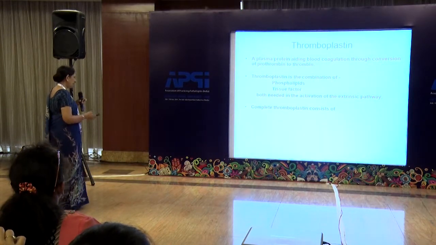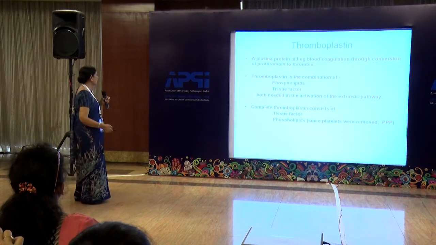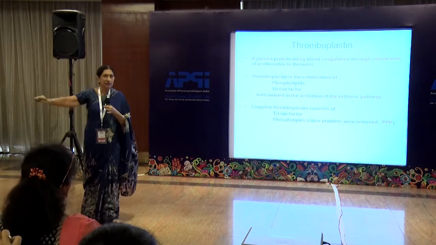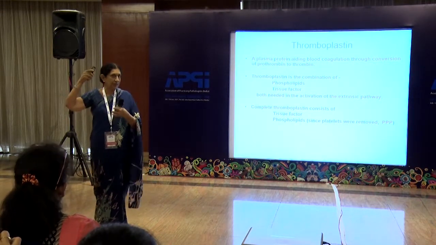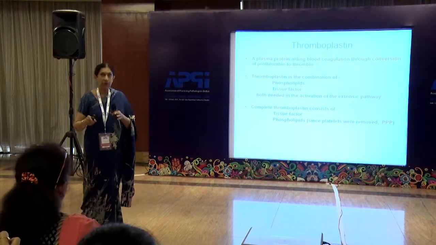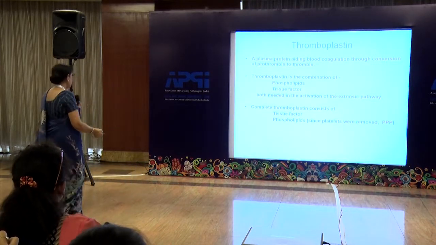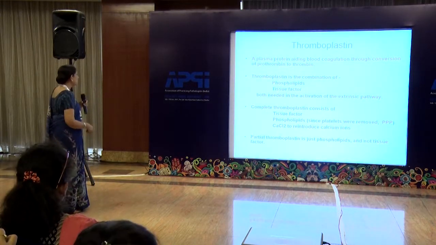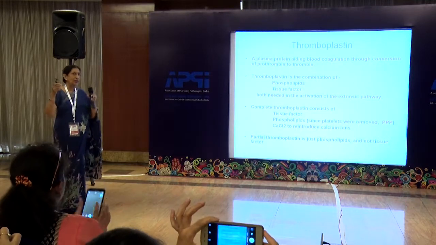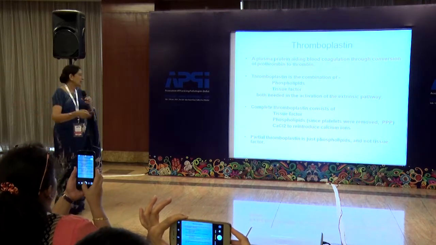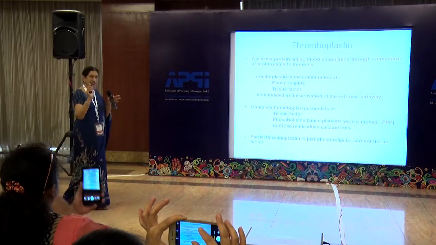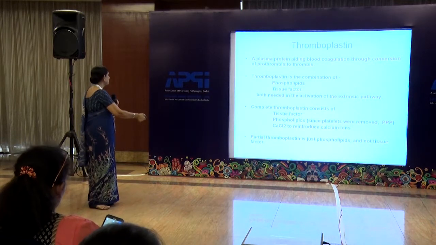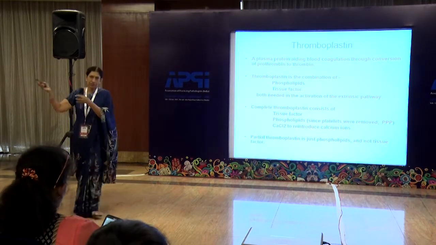Now, complete thromboplastin consists of tissue factor and phospholipids. You have removed the platelets. You have centrifuged so well, you have brought the platelets in your sample below 10,000. But you need phospholipids, so they are provided by your reagent. Calcium chloride reintroduces the calcium ions. And what is partial thromboplastin? We call it partial thromboplastin time. Partial thromboplastin is just phospholipids. There is no tissue factor there. So you call it partial thromboplastin.